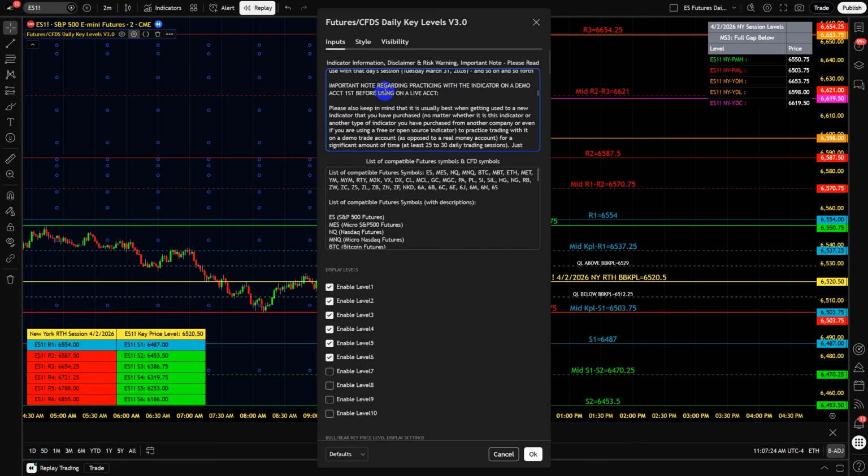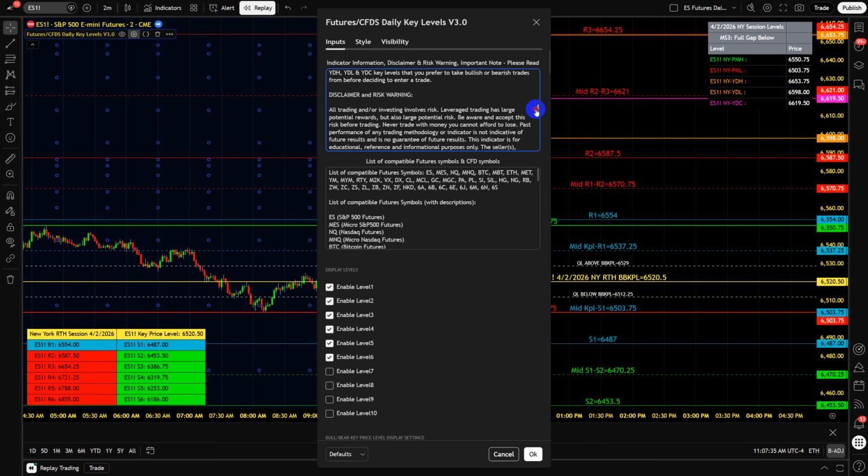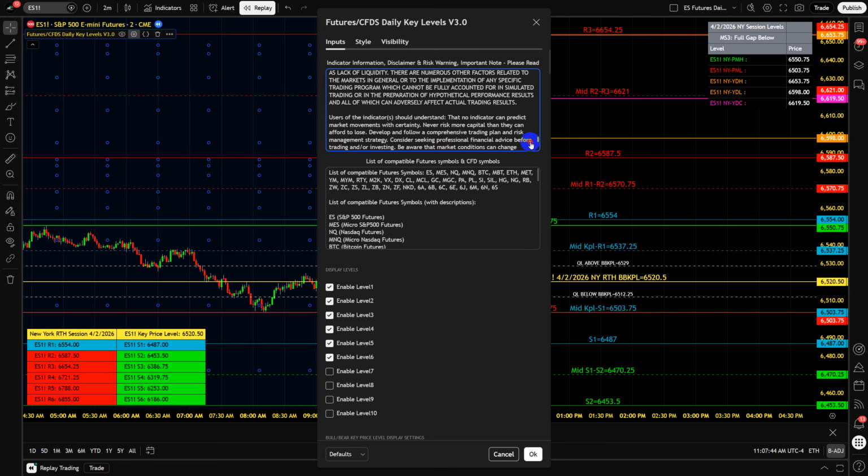Also, an important note regarding practicing with the indicator on a demo account first before using on a live account, and it goes into the reasons why. And then we have finally our disclaimer and risk warning, since all trading involves high levels of risk. So this is basically the standard risk disclosures.